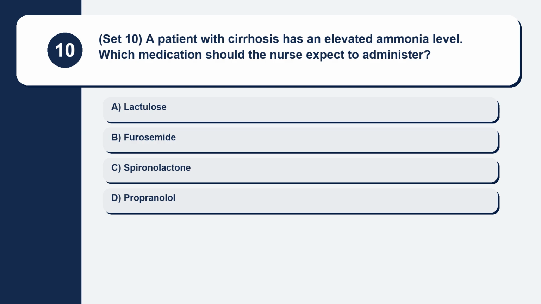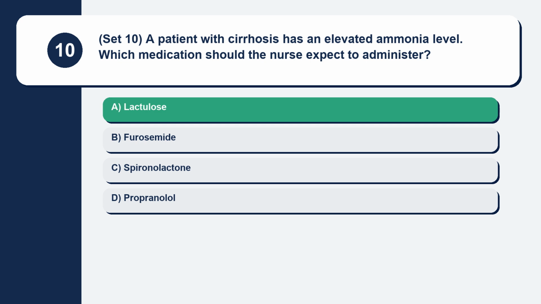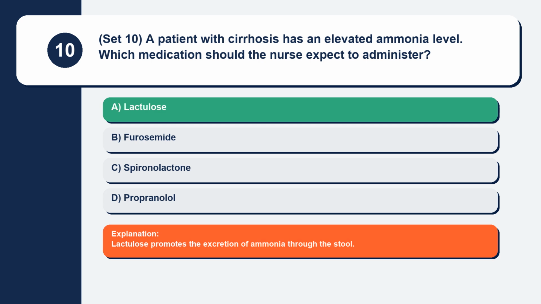Question 10. Set 10. A patient with cirrhosis has an elevated ammonia level. Which medication should the nurse expect to administer? Lactulose, furosemide, spironolactone, propranolol. Lactulose promotes the excretion of ammonia through the stool.